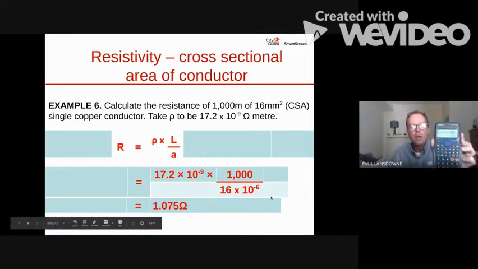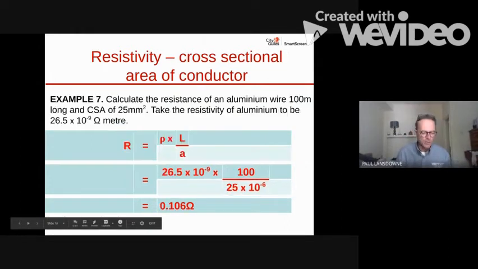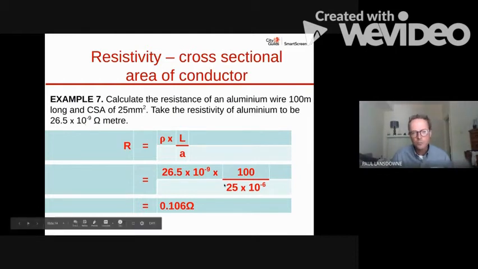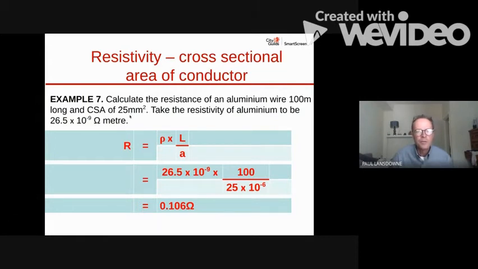So it's simply remembering to go through those 3 steps. So exactly the same here. We're using a different resistivity because it's aluminium, which is 26.5 times 10 to the minus 6. And we times by 100, which is the length of the cable, 25 millimeters squared cross-sectional area. Once again, times 10 to the minus 6. Put that into your calculator, and we simply get the figure of the resistance of that amount of cable.